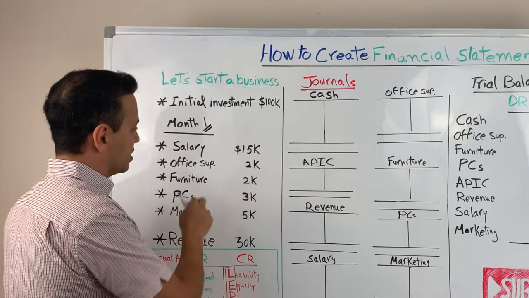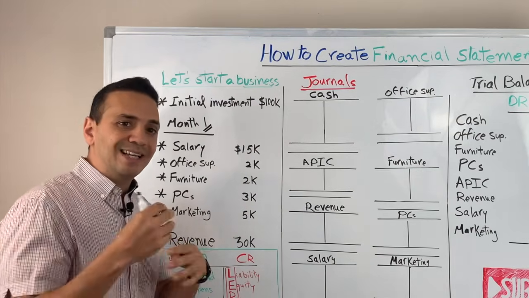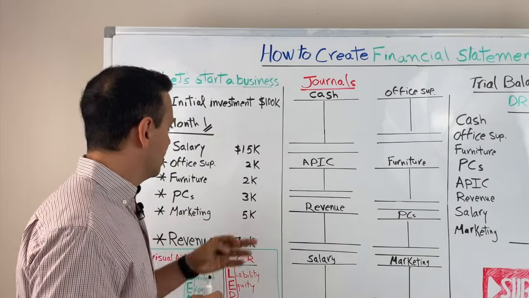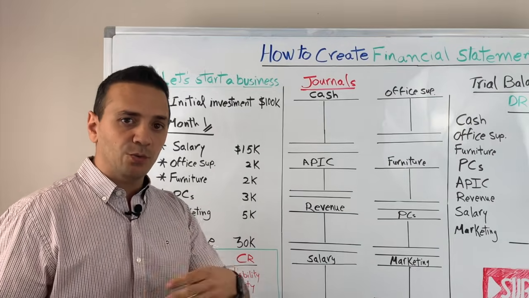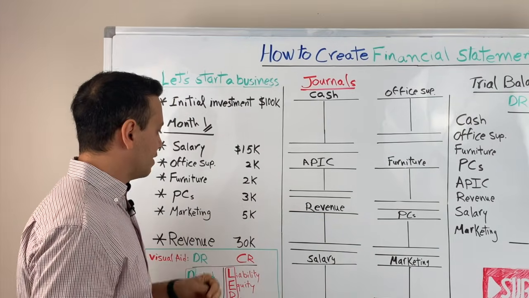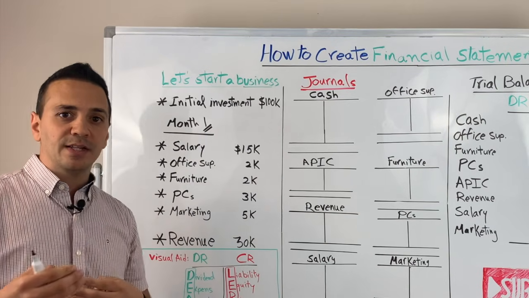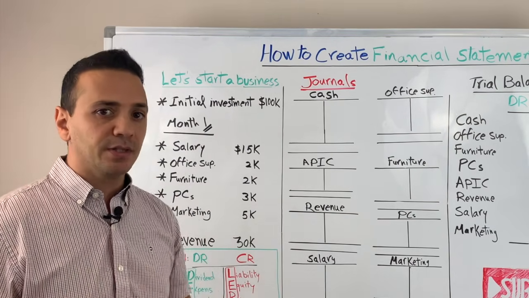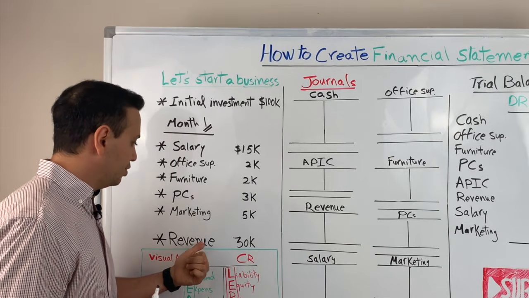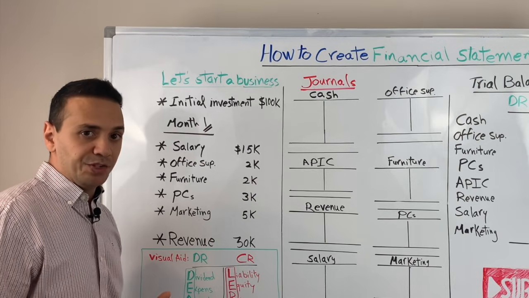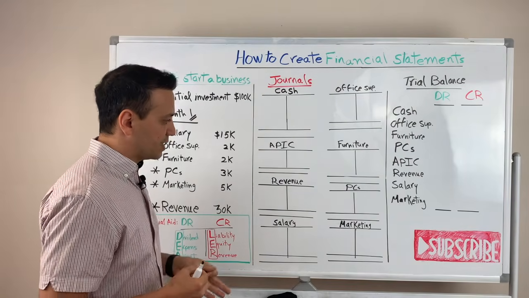You also bought some office supplies for $2,000. Furniture, which is maybe desks and chairs and things that you need to operate the business, $2,000. PCs, assuming that you are buying 3 of them, one for each staff member, that's $3,000. And then we'll assume that you spend on marketing $5,000. Maybe things like online advertising or maybe print marketing material as well. And we'll assume that in the first month as well, you generated $30,000 in revenue. So now we'll go ahead and create journal entries from these transactions.